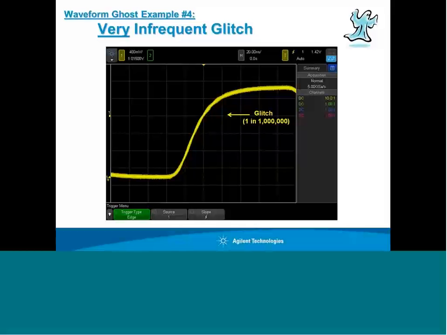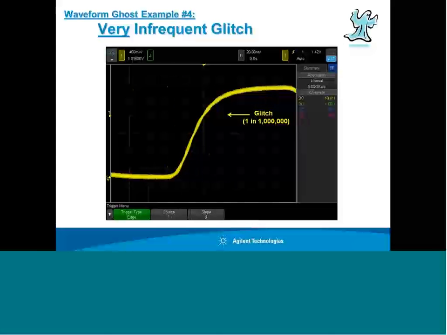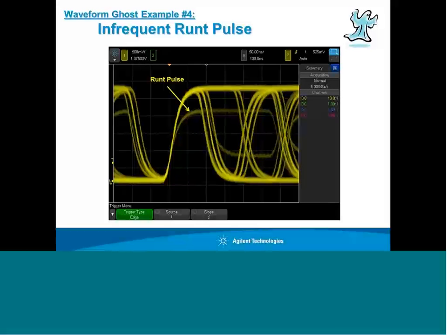This is another example. This is a pretty extreme example of a very infrequent glitch. This is a 1 in a million type event. On the scope right now, we're just triggering on a rising edge at center screen. It typically triggers on a rising edge of a clock signal, but every 1/1,000,000th occurrence of the clock, there's this infrequent glitch. Now, there are very few scopes on the market today that can actually show you this type of event.